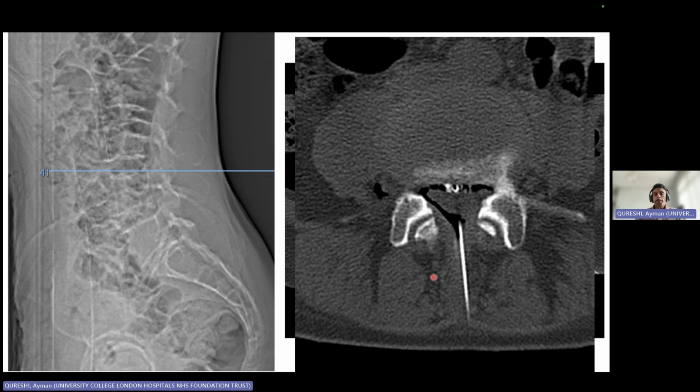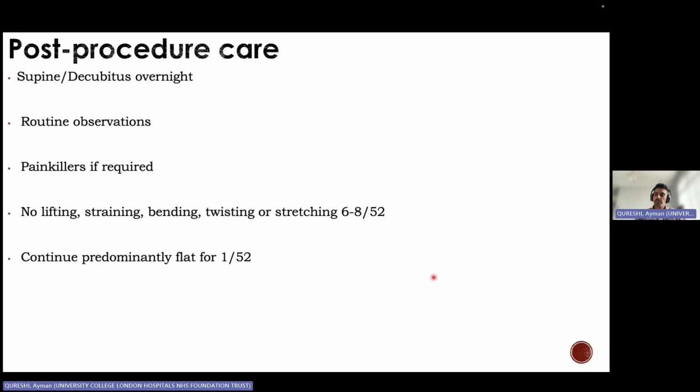Now, there's no hard data out there to tell us that this is more beneficial than just doing blood patching, but it does provide an option where blood patching has failed at the beginning. It's another option that we can present in the hopes of maybe catching a hole that we couldn't get before.